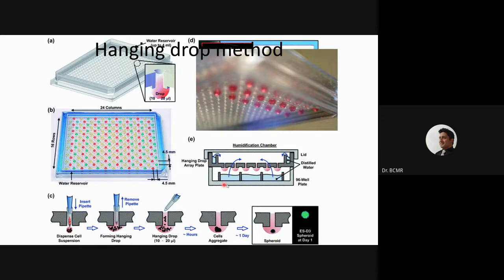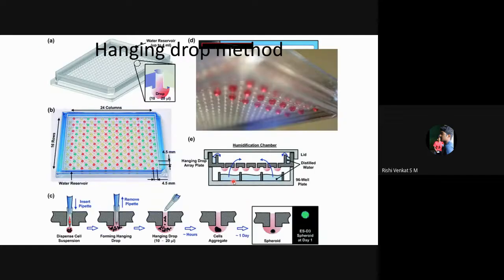So the rest of the things are similar. Here you have the droplets, and you allow the culture. And here you're putting distilled water to prevent evaporation. The water will maintain the humidity, so that the droplets will not evaporate or shrink because of water evaporation from the droplet.